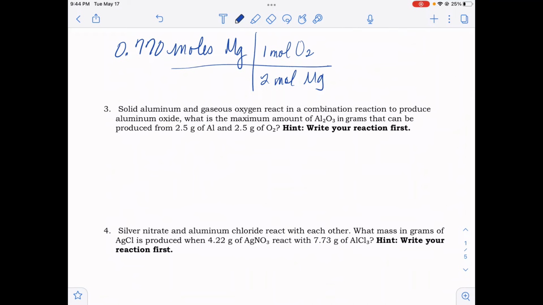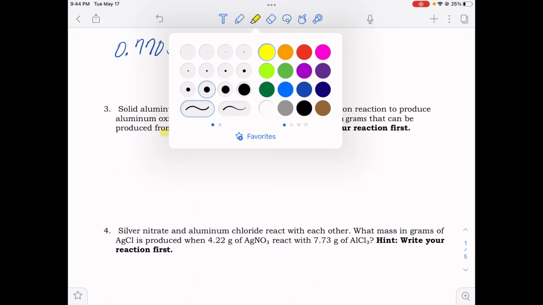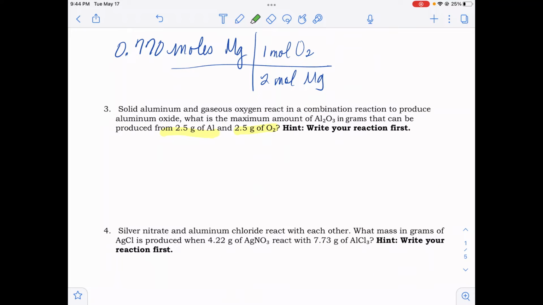The third one, we know that we have 2.5 grams of aluminum. We also know we have 2.5 grams of oxygen. So this is a limiting reactant. We are making aluminum oxide. We need to write out a chemical reaction. So we start with what we're given. We know we have aluminum. We know it's going to react with oxygen gas, and it's going to produce aluminum oxide.